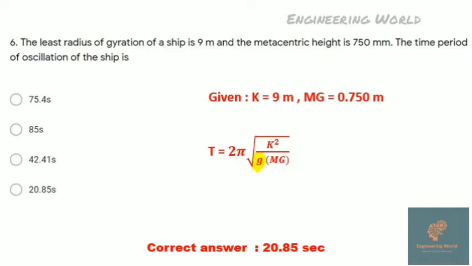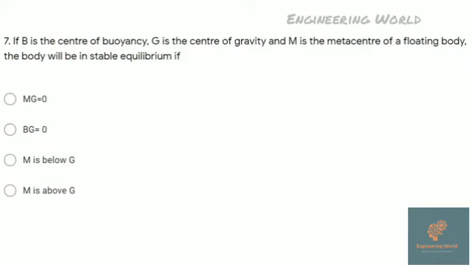Then the next question is: if B is the center of buoyancy, G is the center of gravity, and M is the metacenter of a floating body, the body will be in stable equilibrium if. For a floating body, for stability, the metacenter must be above the center of gravity, that is M is above G.